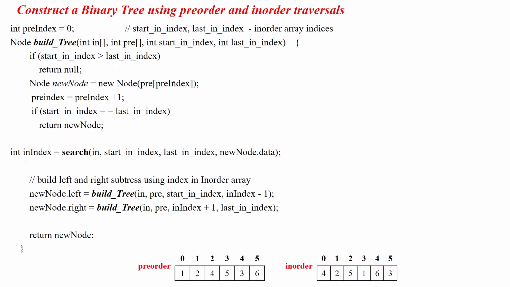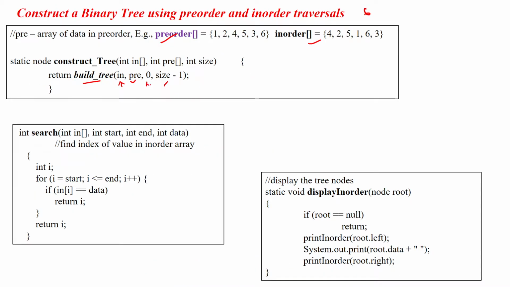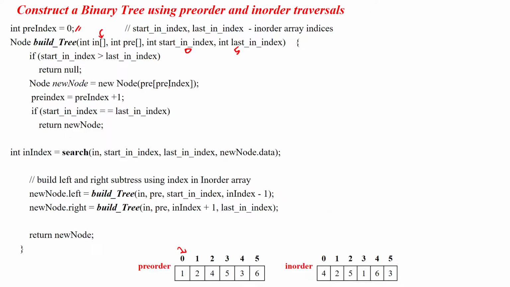Now once we call build_tree, the preorder index, the initial index, is 0, that is given here. Then we are passing the inorder array and preorder array. Starting index is 0 and last index is 5, size minus 1 is 5, that's what we have passed here. Then we are checking whether starting index is greater than last index. No, which is false.